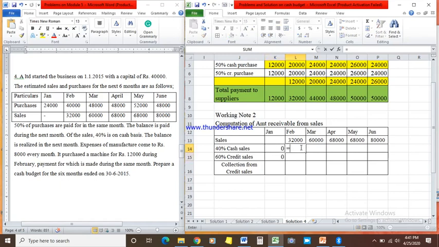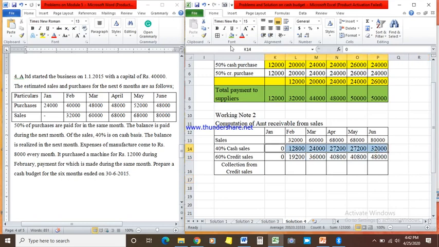January we don't have anything, just leave it blank. So 40% of 32,000, if I calculate, it comes to 12,800. 60% of 32,000, if we calculate, it comes to 19,200. Like this, I'm going to calculate 40% and 60% of the given sales to find out how much is cash and how much is credit.